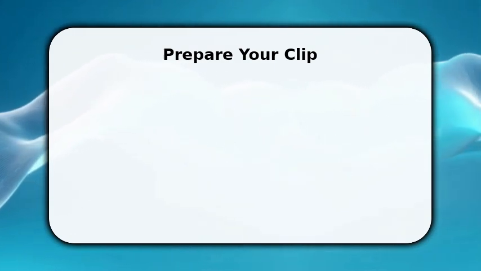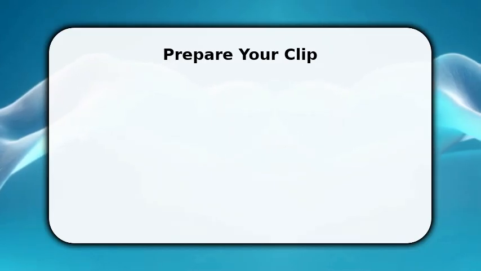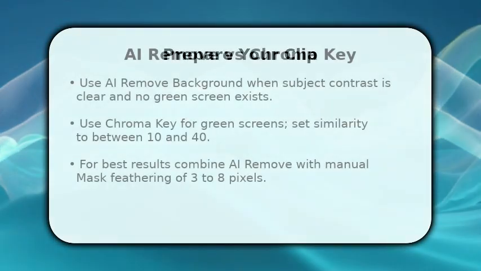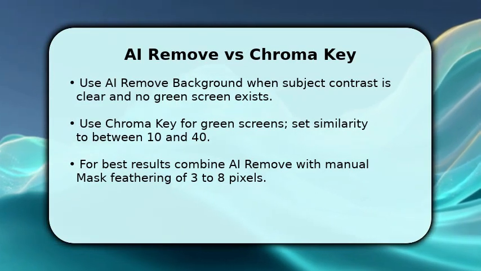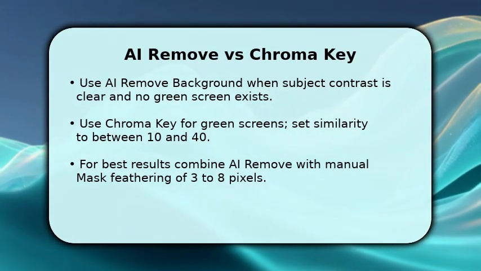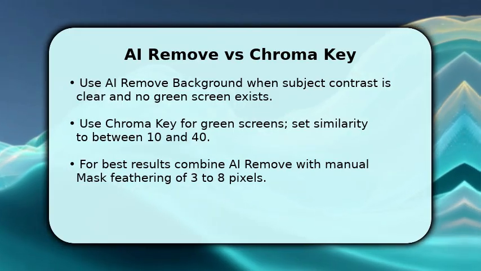Decide between AI Remove Background and Chroma Key based on your footage type. Choose AI Remove Background when the subject has clear contrast and no green screen is available. Choose Chroma Key when you filmed against a green or blue screen and can adjust similarity.